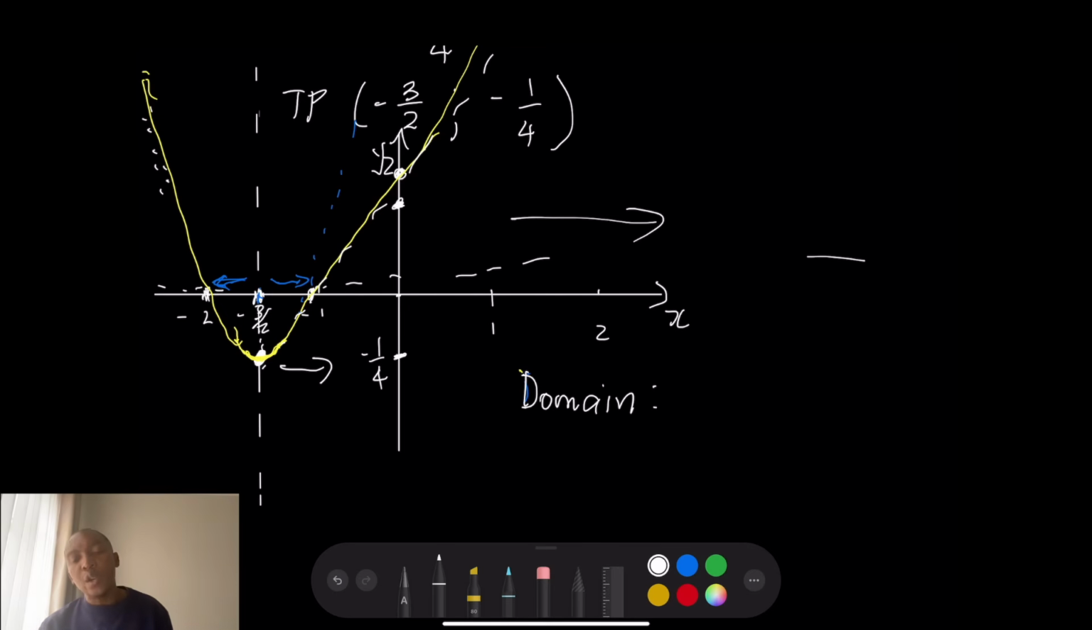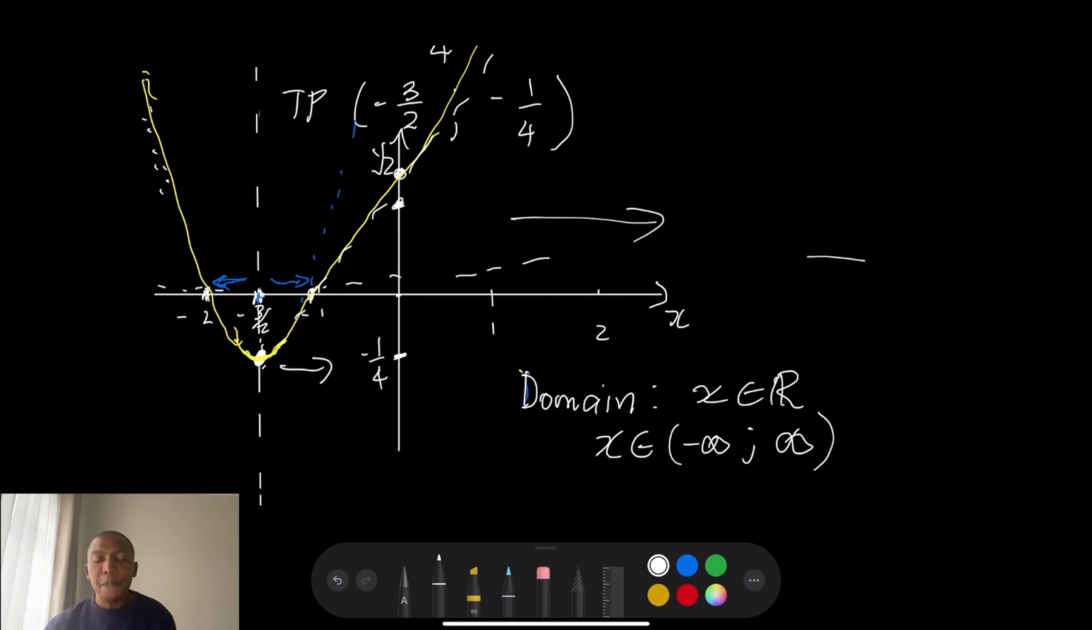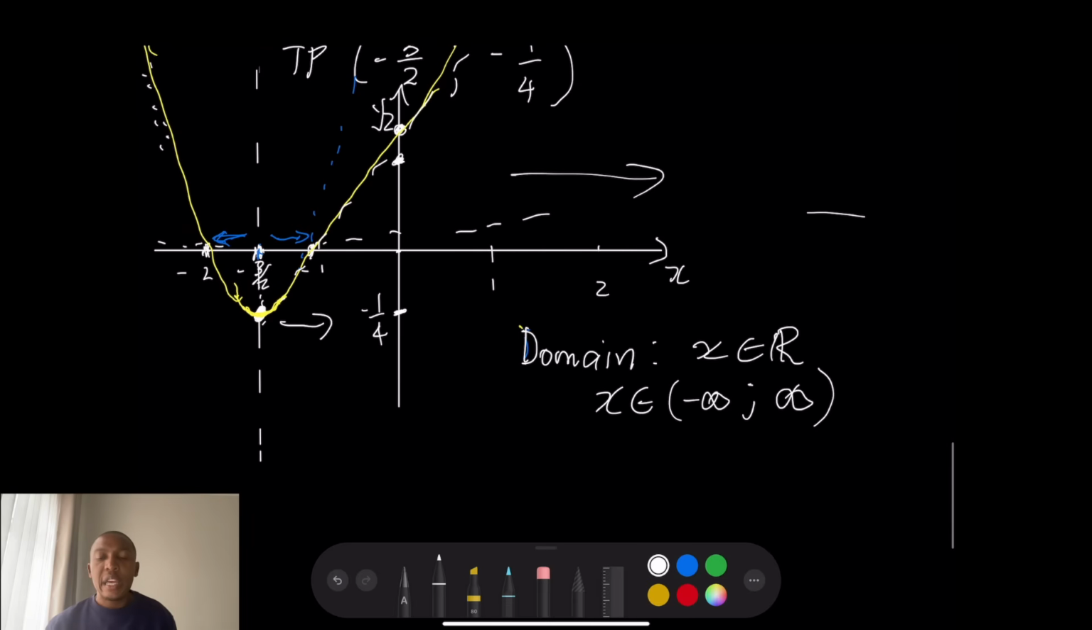Okay, right. So now what we're simply saying is that the domain for a parabola, well, we say x is an element of real numbers, right? Or if you really wanted to be pedantic about it, we can say x is an element of -infinity to infinity. Of course we exclude those because we don't know where infinity is, so there's no specific point where there is infinity. So in this case, then we talk about the range.